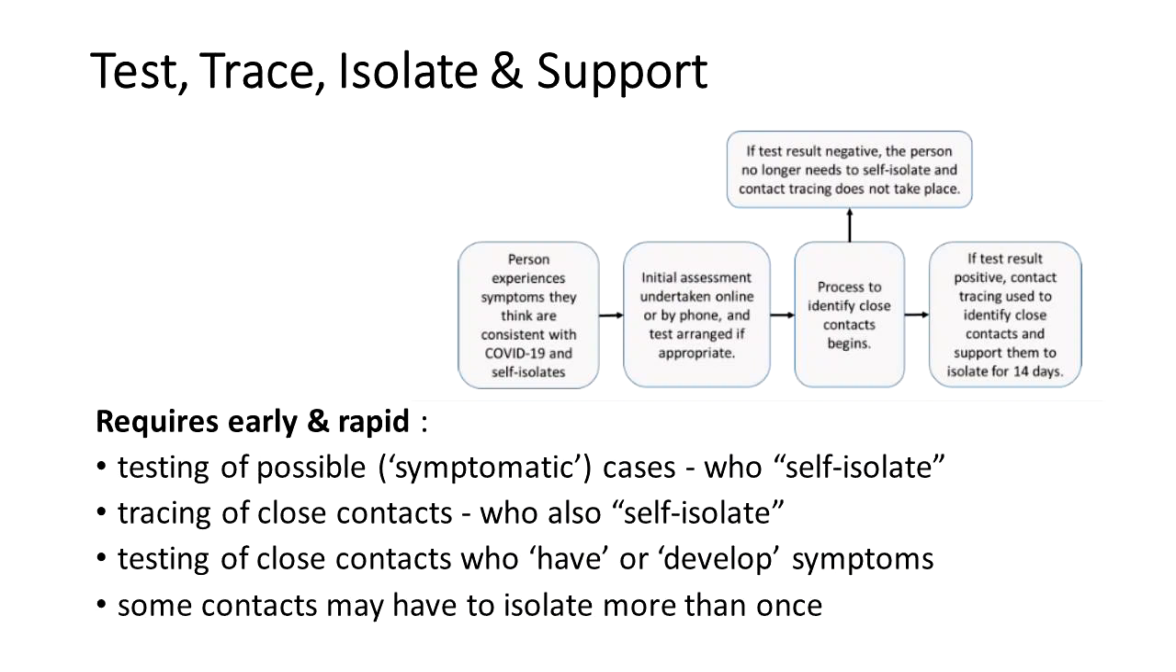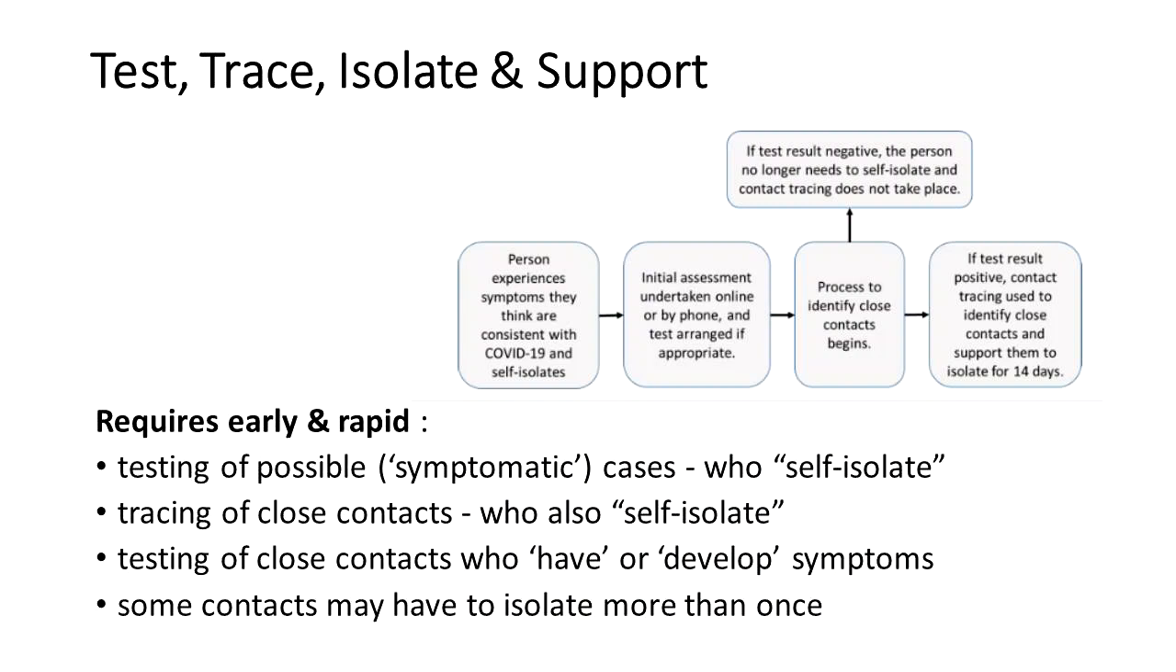So we can start to ask about close contacts and identify close contacts. When the test comes back, if the test result is negative, then that person hasn't got coronavirus. They no longer need to self-isolate, and we don't need to trace any more of their contacts. But if the PCR test is positive, then we need to contact trace all the close contacts and support them in self-isolating for 14 days.